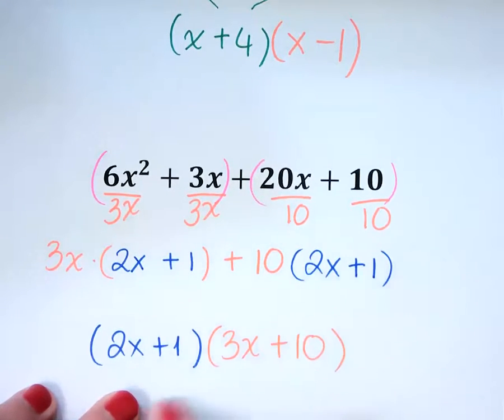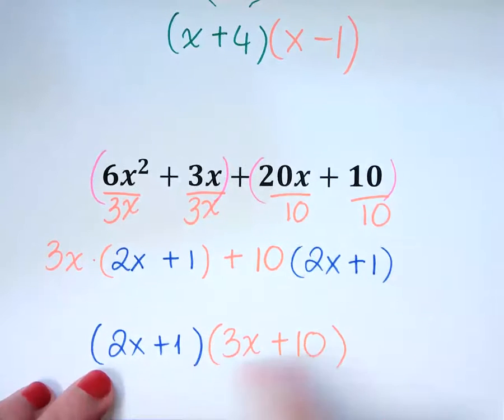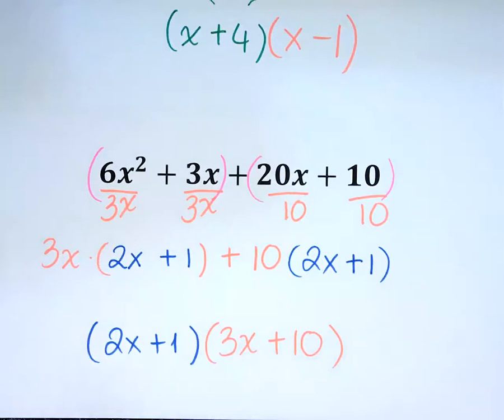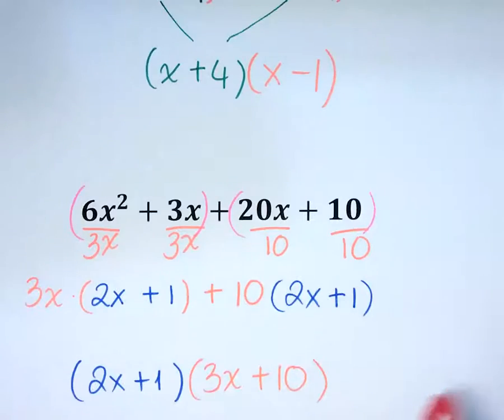Now we check if we can factor out any of these anymore. There's nothing they have in common. 3x plus 10, there's nothing they have in common again. So we have finished, okay? We have finished factoring these out. We're going to work on 2 more examples.